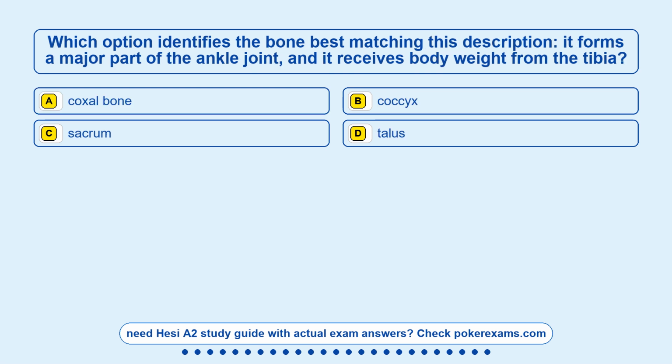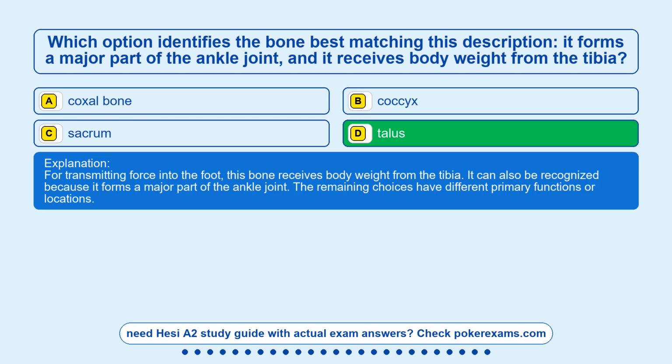Question 12. Which option identifies the bone best matching this description? It forms a major part of the ankle joint, and it receives body weight from the tibia. Option A, coxal bone. Option B, coccyx. Option C, sacrum. Option D, talus. The correct answer is option D, talus. For transmitting force into the foot, this bone receives body weight from the tibia. It can also be recognized because it forms a major part of the ankle joint. The remaining choices have different primary functions or locations.